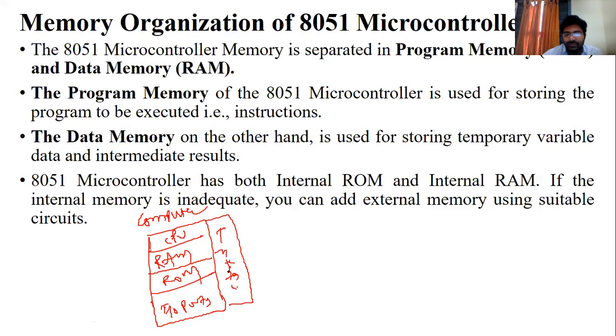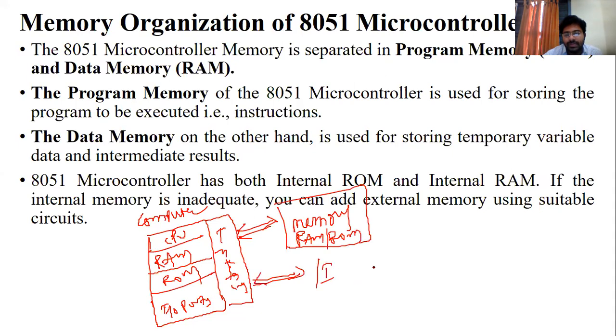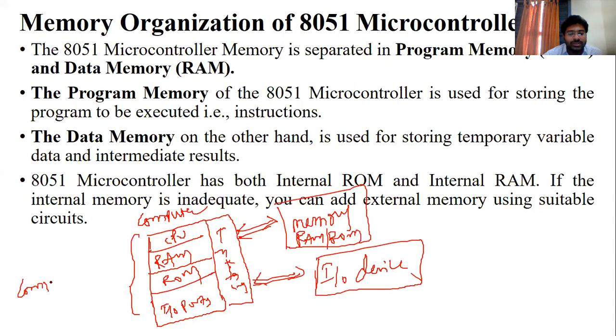By using some interfacing, we are connecting some internal and external memory of RAM and ROM, or some input output devices, IO devices. This is the basic structure. The entire thing is available on the same chip, so that's why you can call it a computer on a chip.